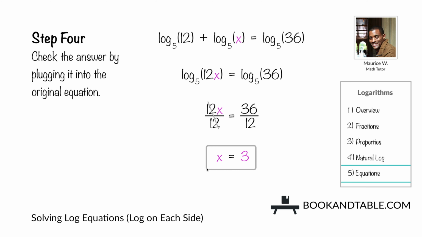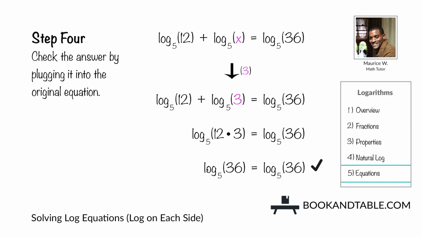And now, step 4, we can check the answer by plugging it into the original equation. So when we plug in 3 for x, we get log base 5 of 12 plus log base 5 of 3. And since we're adding logarithms, we can use the product property to multiply 12 times 3, which allows us to combine them to a single log, giving us log base 5 of 12 times 3, which is 36, showing us that log base 5 of 36 is equal to log base 5 of 36, confirming that x does equal 3.